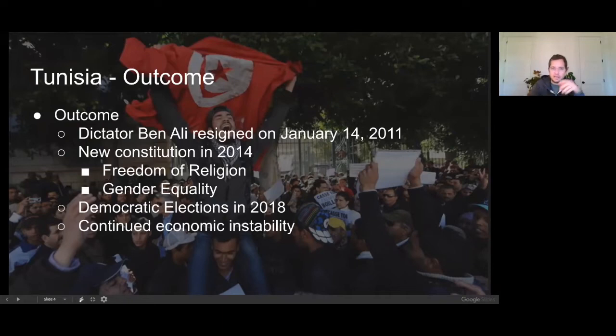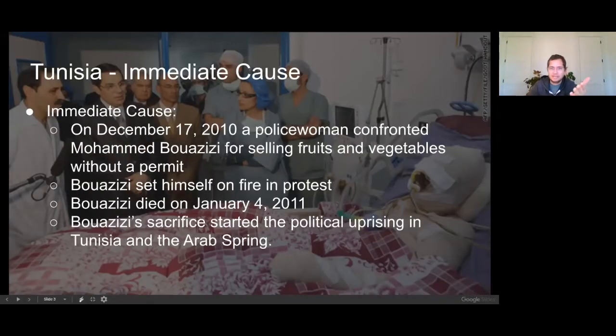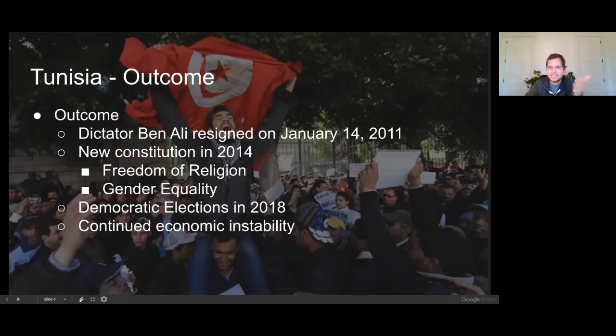And he ended up resigning days later. Bouazizi died January 4th. Ten days later, with all of the political pressure and everybody wanting Ben Ali out, he resigned because he knew there was no way he could keep power, he could keep control. So they ended up with a new constitution in Tunisia with freedom of religion, greater gender equality. They had democratic elections in 2018 where the people went and voted for their leaders instead of leaders taking power and control. But there continued to be economic instability.